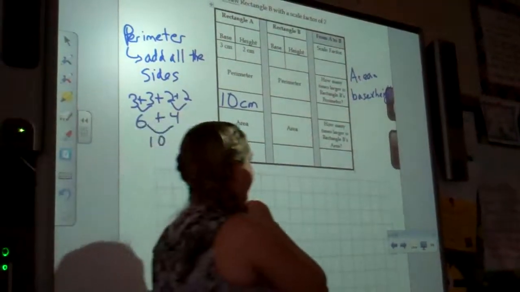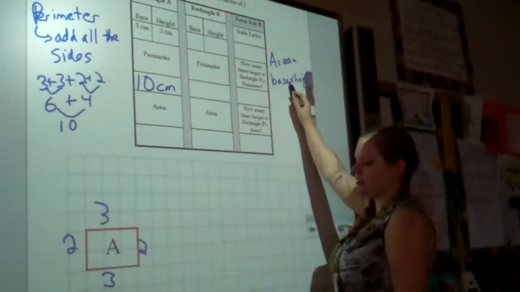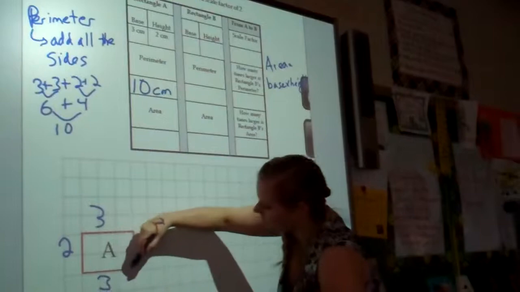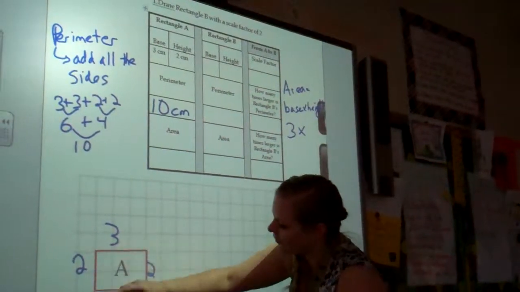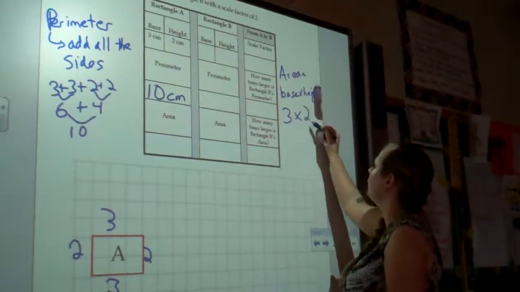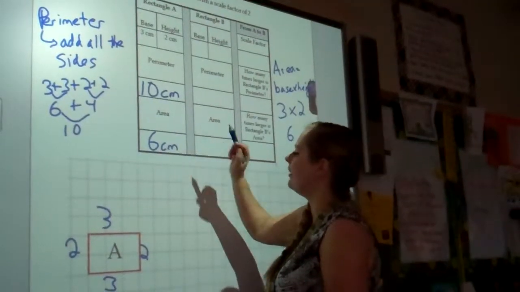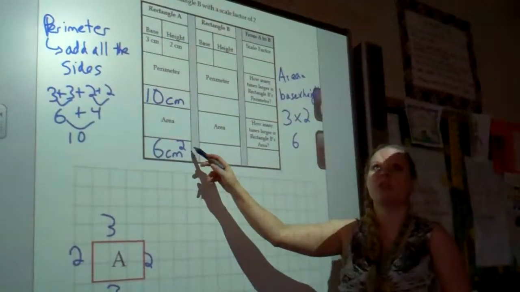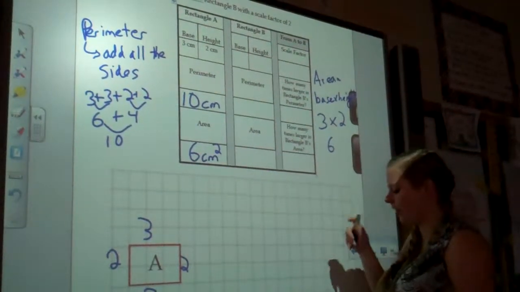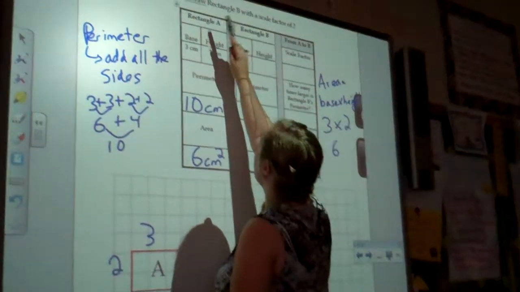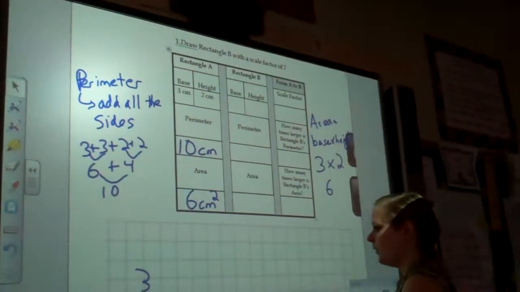I'm going to work on my area, and I know my area is base times the height. And base means the bottom, so that's down here. So I'm going to do my 3 times my height. My height is up and down, so that's 2. And 3 times 2 is 6. 6 centimeters, and it's area, so I have to make sure I put my centimeters squared. Okay, so I have all of my stuff for rectangle A. I'm going to go back to my original direction here. It says, draw rectangle B with a scale factor of 2.